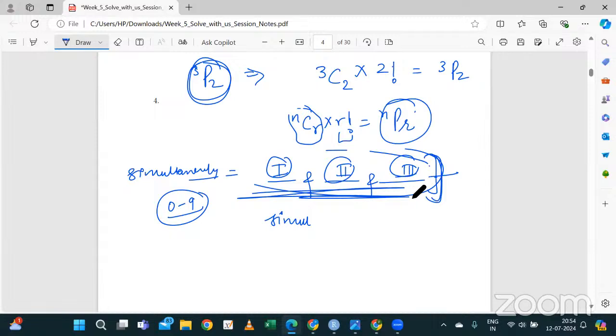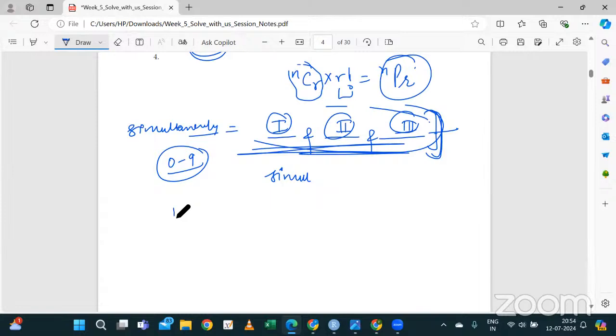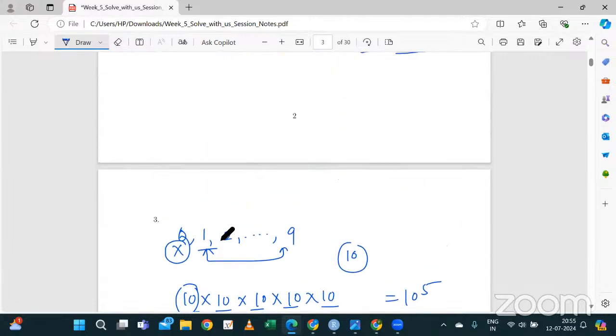What about repetition or not repetition? If you're doing with repetition, that is the meaning of with replacement. Okay, sir. That is the same meaning. If you are saying without repetition, that is without replacement. Okay. One question to all of you.